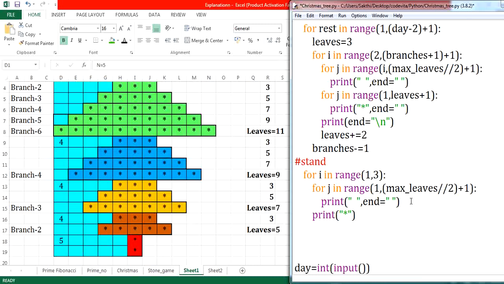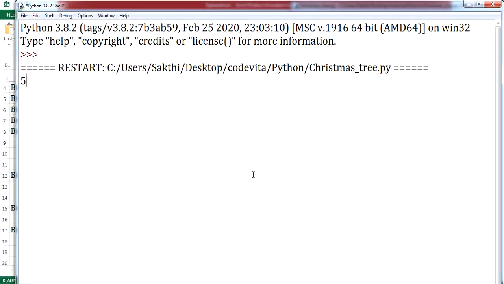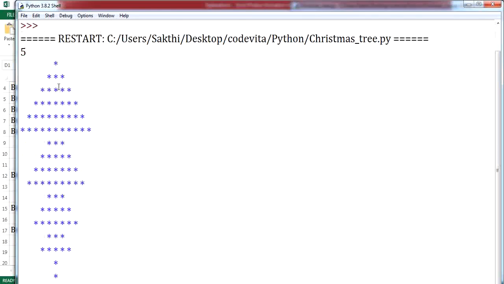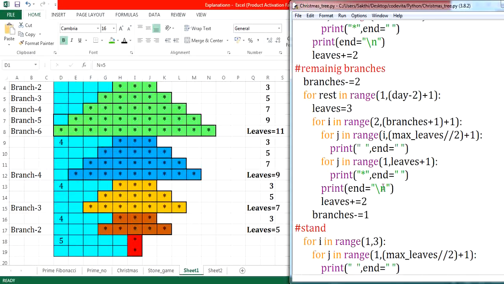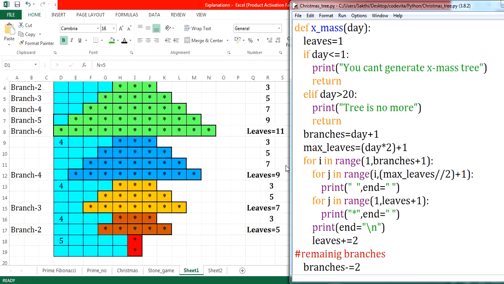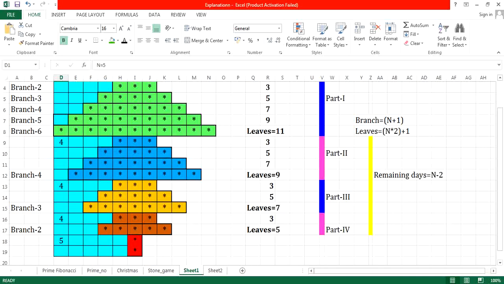Is it clear? Now your stand is ready. Now let me execute this code. If your value is 5, you can notice that your Christmas tree is drawn with the 4 parts and along with your stand. I hope you are clear with this program. It is very easy. The only thing is you should understand the logic and wherever you are supposed to leave spaces and branches count.